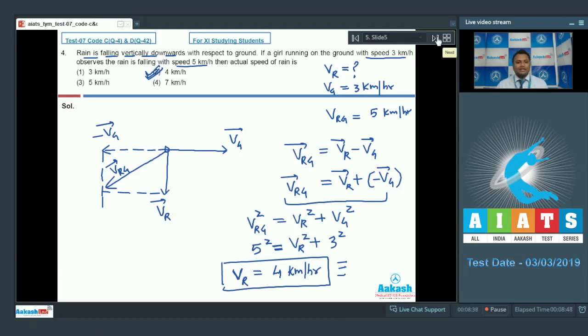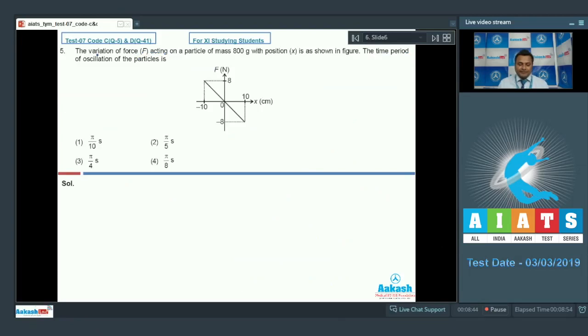Now let us proceed to the next question, that is question number 5. Here is question number 5. The variation of force acting on a particle of mass 800 gram with position x is as shown in the figure. The time period of oscillation of the particle will be what?